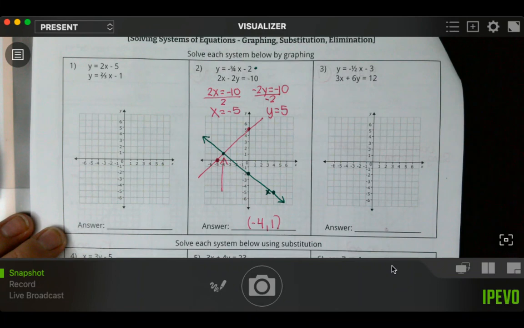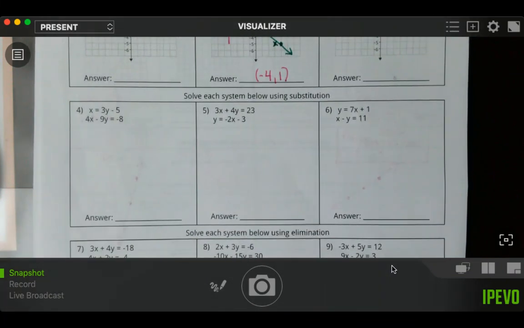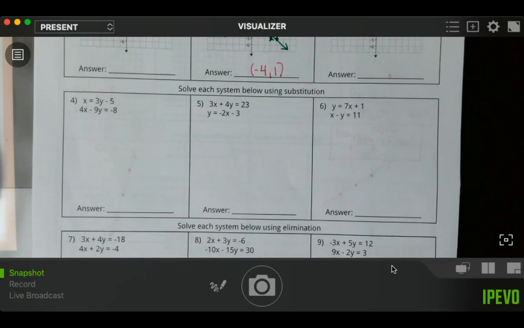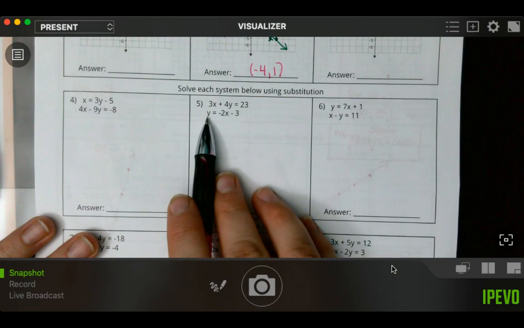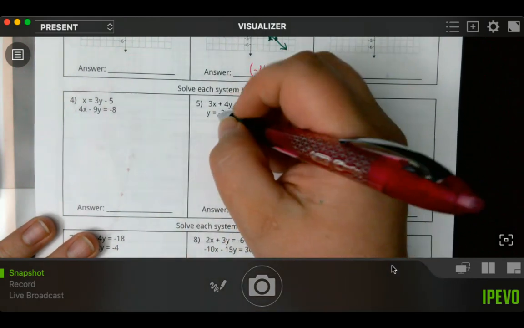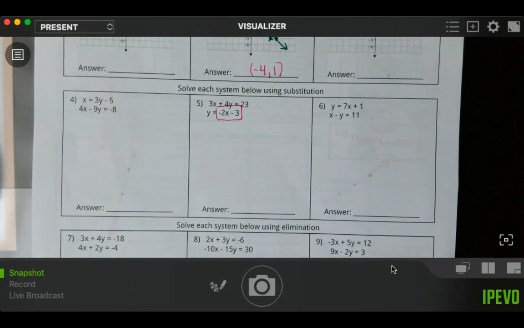Done. Now let's talk about substitution. And I'm going to go straight down the middle. For this one, when you are trying to use substitution, look for the variable all by itself. Then you're going to take this part and substitute it. It is a good idea to circle it now because it's going to be important later.